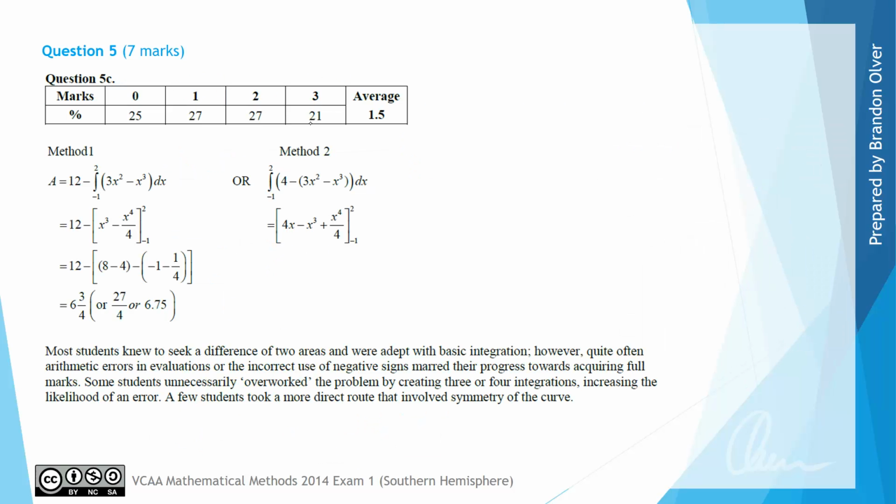So from the examiner's report, we can see that 21% of students got this correct, with many students making progress along the way. Most students knew to seek a difference of 2 areas, and they were adept with basic integration. However, quite often, arithmetic errors in evaluation or incorrect use of negative signs marred students' progress towards acquiring the full marks to this question. Some students unnecessarily overworked the problem by creating 3 or 4 integration statements and dealing with them, which increased the likelihood of an error. And a few students were seen to take a more direct route that involved the symmetry of the curve.